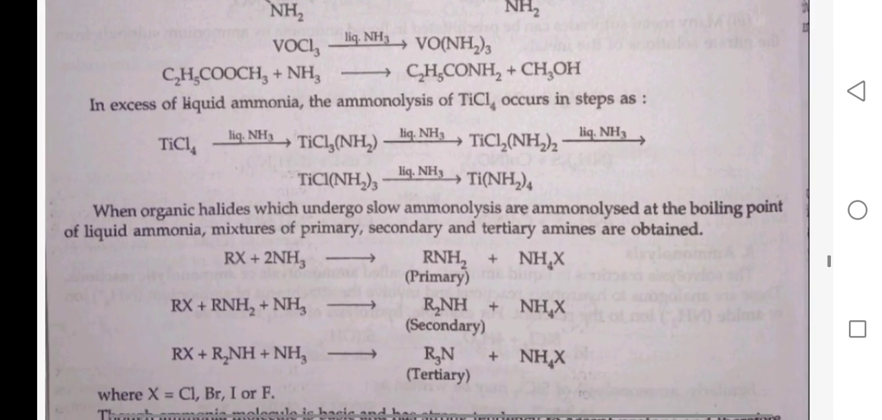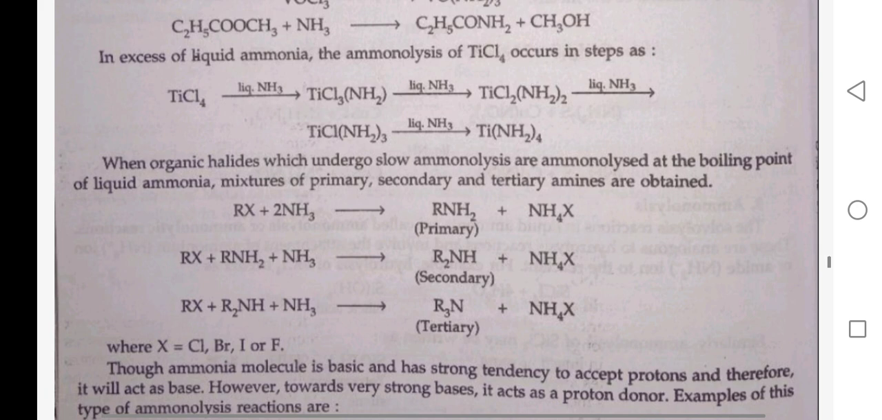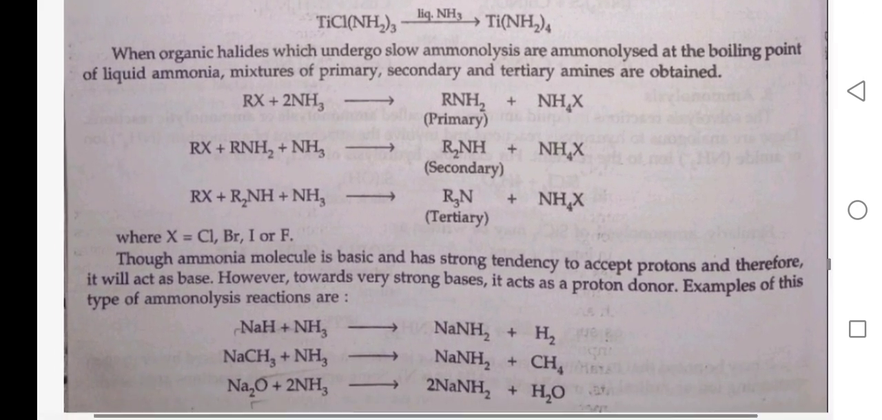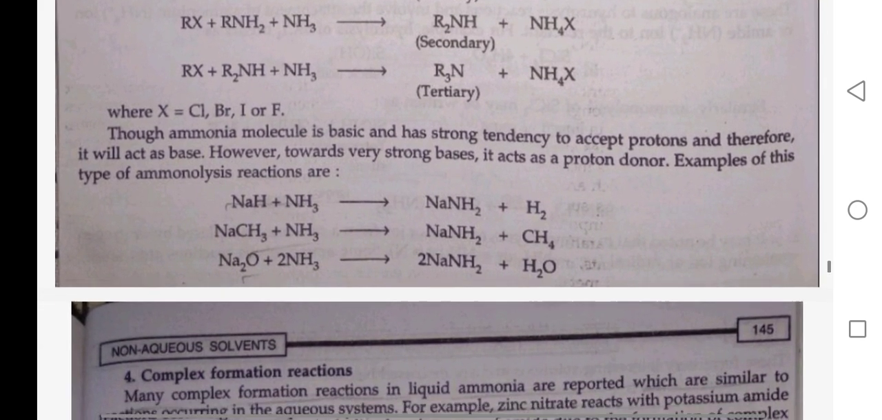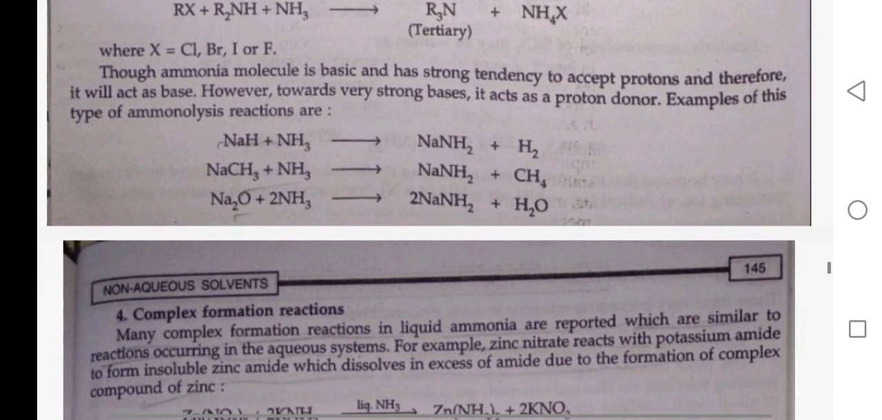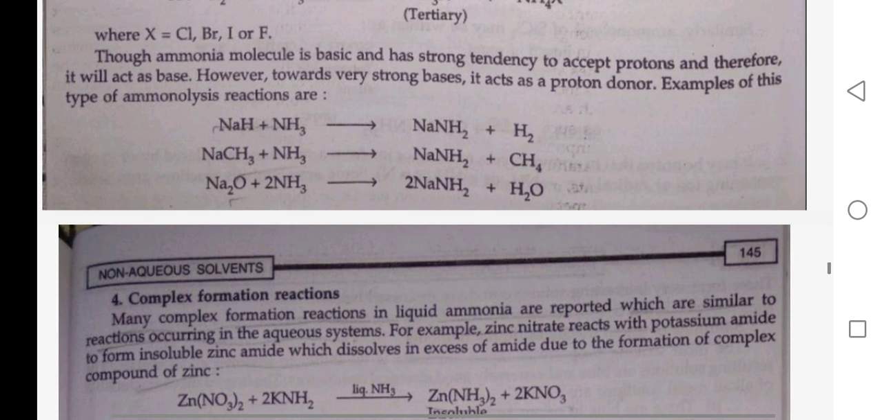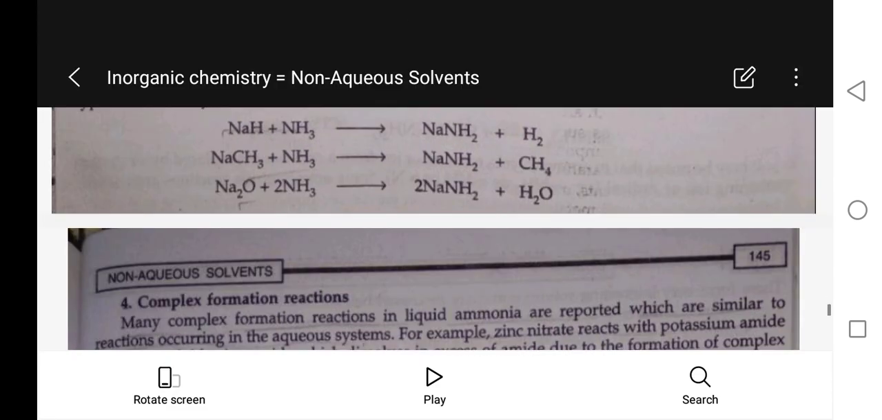In excess of liquid ammonia, ammonolysis of TiCl4 occurs in a stepwise manner. Organic halides which undergo slow ammonolysis are ammonolysed at the boiling point of liquid ammonia. A mixture of primary, secondary and tertiary amines is obtained. Though the ammonia molecule is basic and has a strong tendency to accept a proton, and therefore acts as a base, towards a very strong base it acts as a proton donor. Examples of this type of ammonolysis reactions are complete.